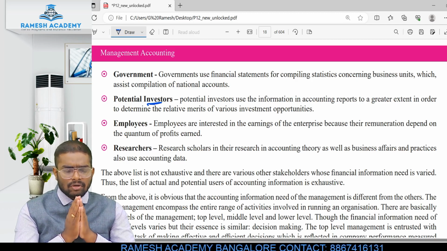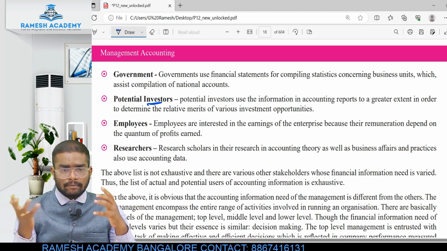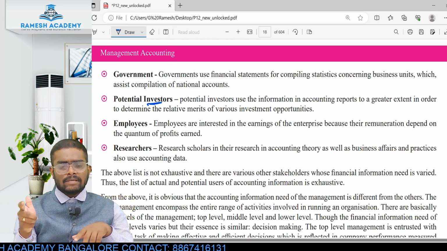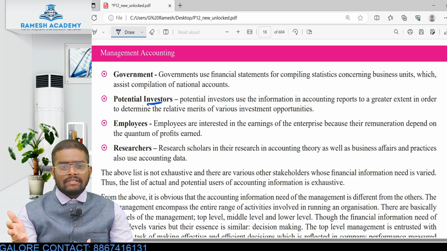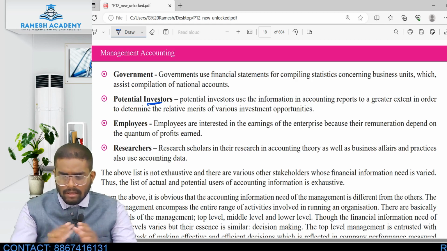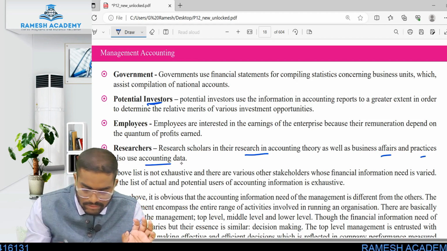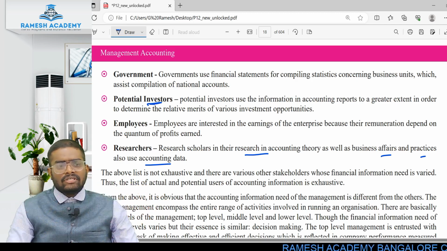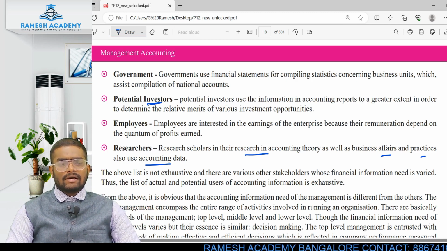Next we have the researchers. Who are these researchers? These are university professors, maybe academicians. They will do some research on a particular company, maybe for their thesis, or for example, for students, they will make a detailed analysis in their research, as well as of business affairs and practices. A certain company will have certain practices, and those can be taken as an example for the students, or taken as a concept in a chapter. That's why researchers will be requiring the accounting information.